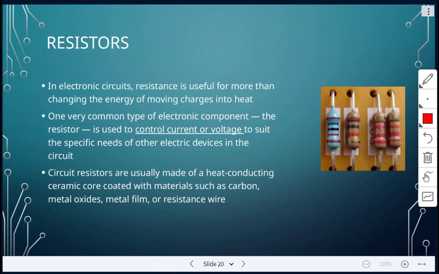Next here we're looking at resistors. We will work with these when we do our Gizmos lab. You'll see resistors then as well. In electronic circuits, resistance is useful for more than just changing the energy of moving charges into heat. It can be used to control current or voltage to suit the specific needs of other electric devices in the circuit. Circuit resistors are usually made of a heat-conducting ceramic core, coated with materials such as carbon or metal oxides, metal film, or resistance wire. So this is what resistors look like.